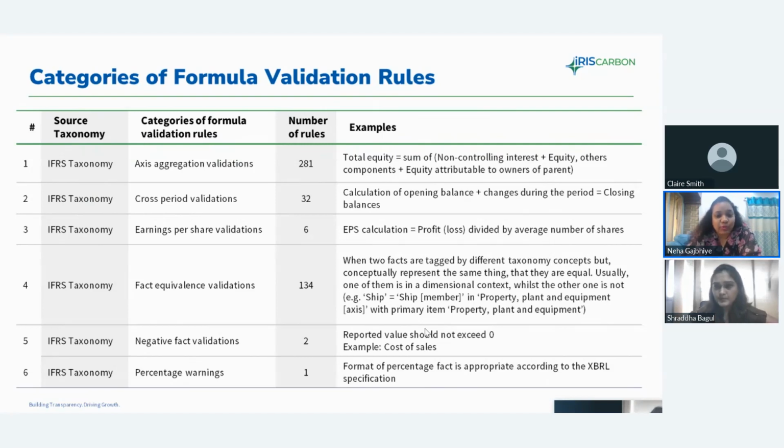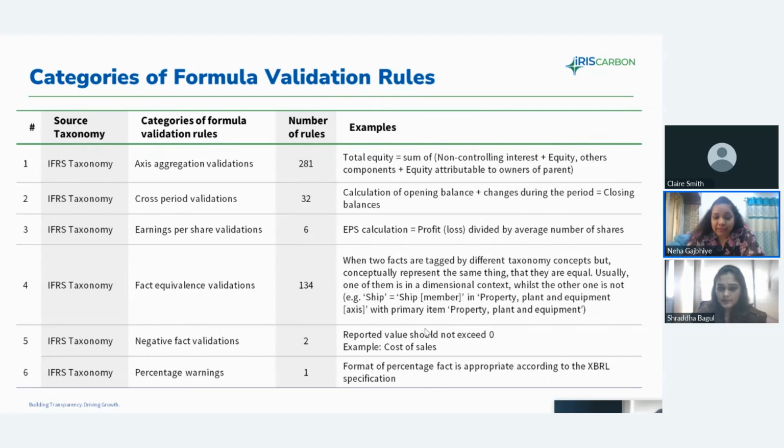Then we have fact equivalent validations. So when two facts are tagged by different taxonomy concepts and conceptually represent the same thing, their values should be equal. For example, discontinued operation as a member and income loss from discontinued operation as a line item represent the same thing. So their values should be equal. If not, then you will get a fact equivalence validation error here.